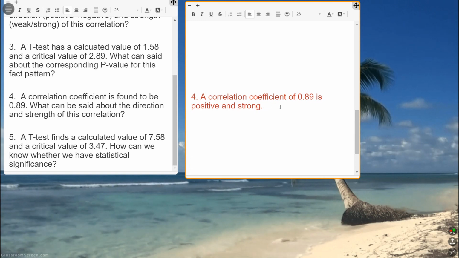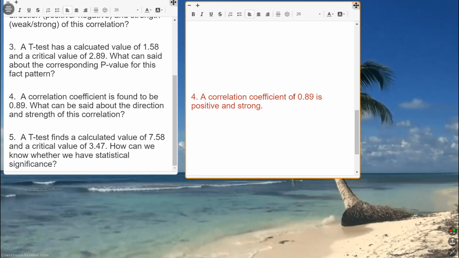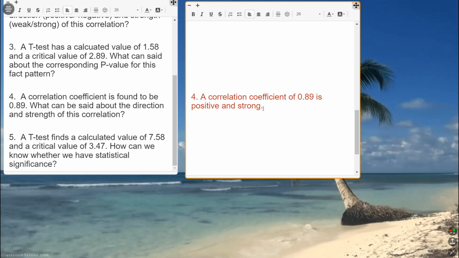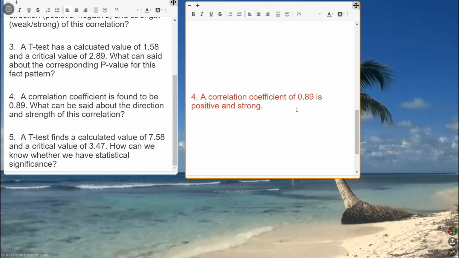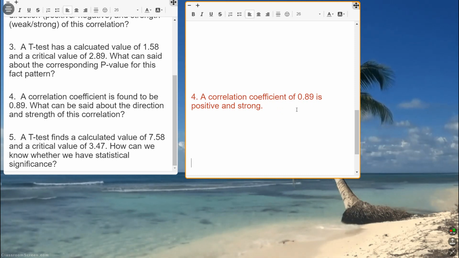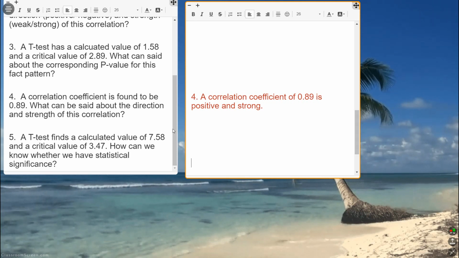A correlation coefficient of 0.89 is both positive, because it's got no negative, there's an absence of a negative symbol there, and strong. 0.89 is relatively close to 1. So that's why we would find this correlation coefficient to be both positive and strong. And now we'll look at the final question.